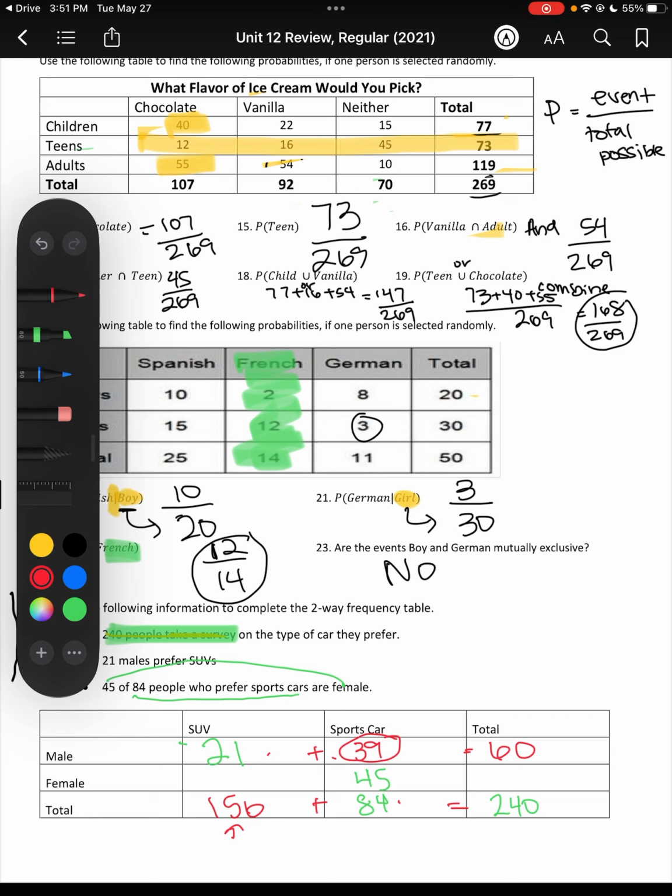And I can figure out this box right here by subtracting 156, the total SUV preferences, minus the 21, gives me 135. I can add here, and that gives me 180. And then if I double check myself and add this direction, 60 plus 180 gives me 240.